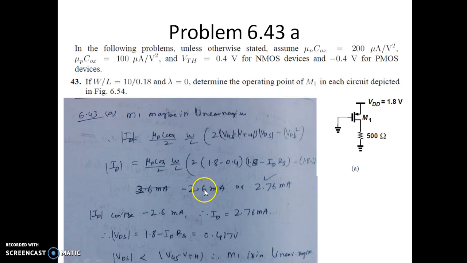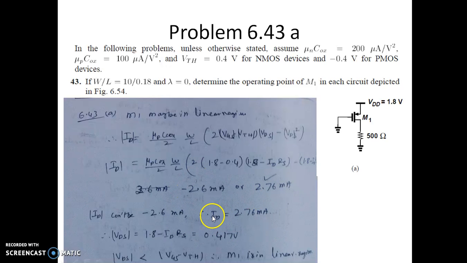So we'll end up with minus 2.6 milliamperes as well as plus 2.76. Because minus is not a valid answer, we'll take 2.76 milliamperes as a valid answer. So since we are getting one valid answer, we can say that the MOSFET is operating in linear region. So let us just verify whether the MOSFET is operating in linear region, whatever that we assume.